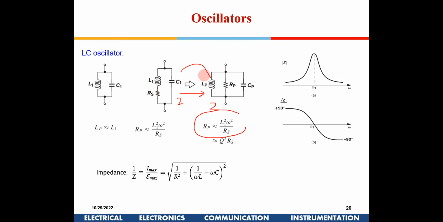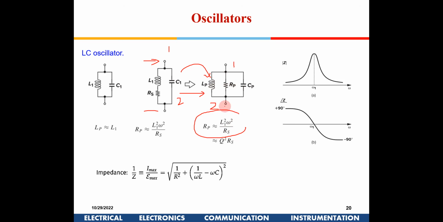This and this circuits are equivalent. If you try to find out the total impedance of this and the total impedance of this, it will come out to be the same. The only thing is this RS value will now be represented by (L omega) squared divided by RS. If I write a pure mathematical equation for the impedance between these two nodes and these two, you will get the same thing. You can do this and have a look.